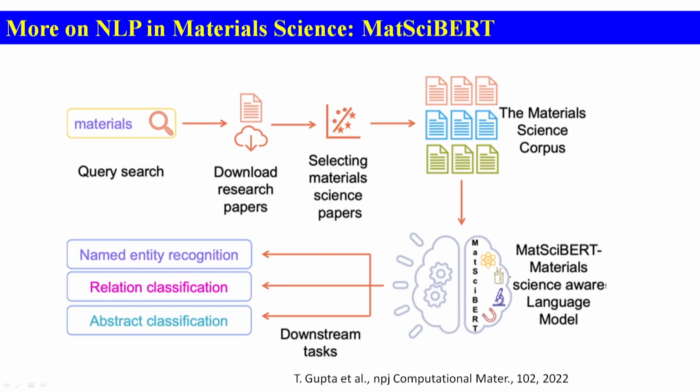So, we can actually generate a lot of query searches from downloaded papers, and then you can select material science papers, a lot of papers are available, or you can take a material science corpus, and then you can do this MatSciBERT analysis, okay, and do all kinds of tasks like entity recognition, relationship classification, abstract classification, you can do all these things. Please read this paper by T. Gupta et al. and you will find out. So, that was what we discussed. Many more things we discussed, we will come back to it when we talk more about materials informatics.